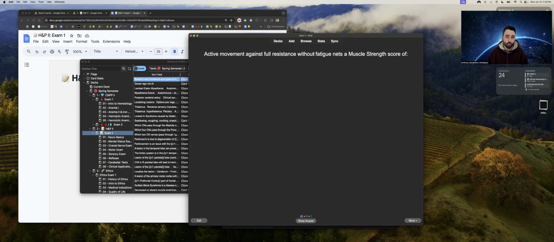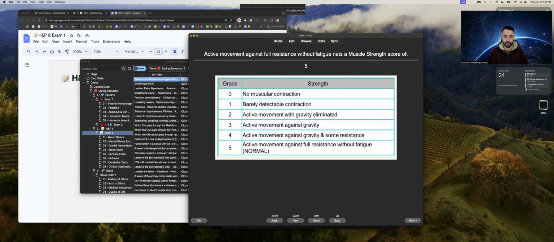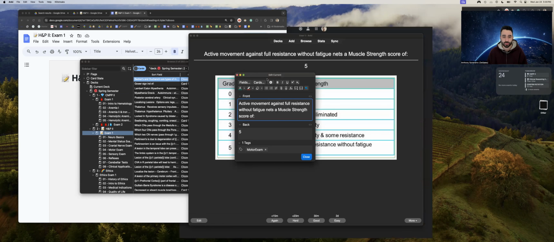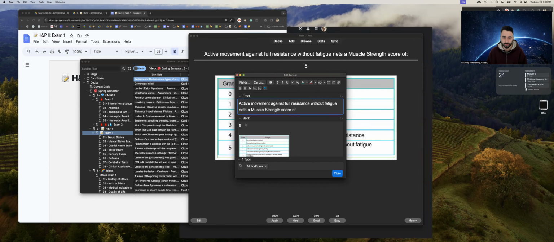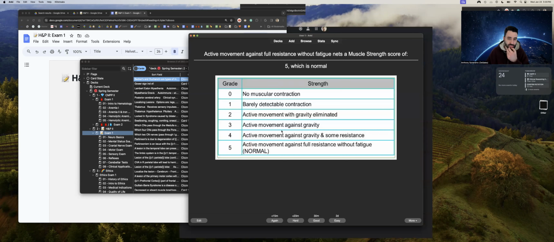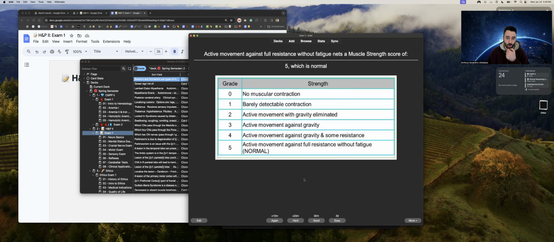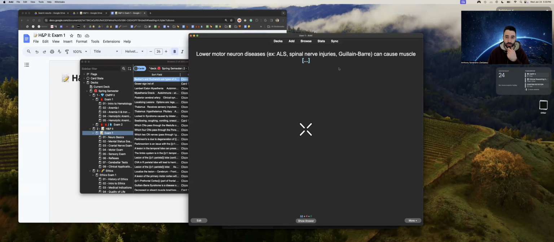Active movement against full resistance without fatigue nets a muscle strength. Oh, so it's 0 to 5. 5? Yeah, there we go. That's normal. 5, and we're just going to stress, which is normal. Definitely going to be a question like this on the exam. I know I have multiple of these in the cards. It's good to know what's full, or like what's normal strength.